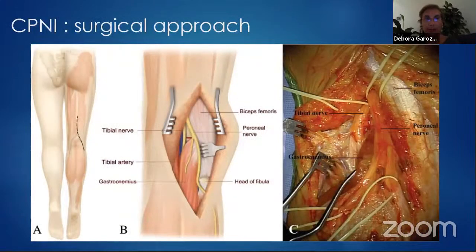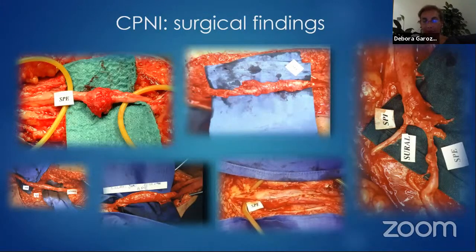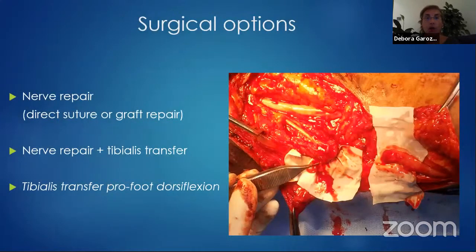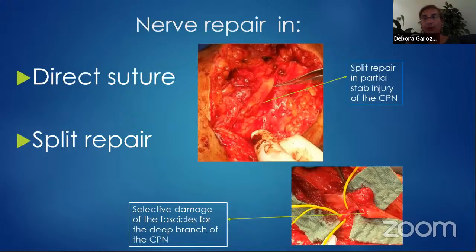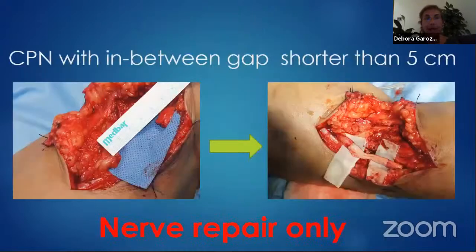So the surgical approach is a posterior approach, and as we can see, the surgical findings are definitely a remarkable variety. So how do I decide what I will do based on exploration? Now, there are some cases where I would decide to go just for nerve repair only. And these are those cases where I could do a direct suture or a split repair. I have to say I did a direct suture just in a penetrating injury once, and 3 split repairs, and they were also penetrating injuries. So very few cases.